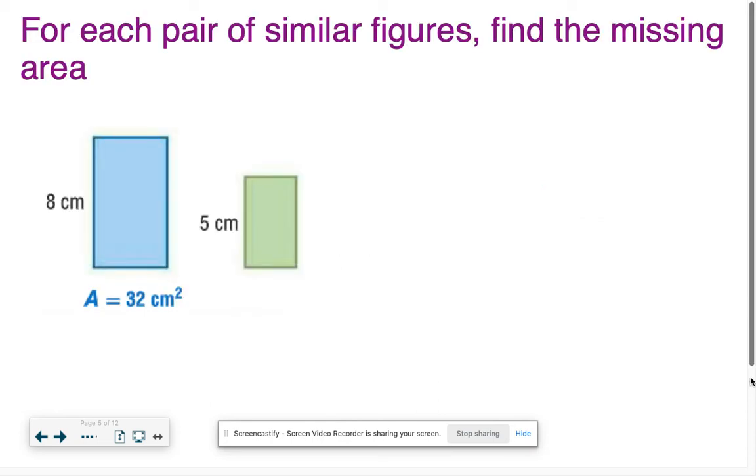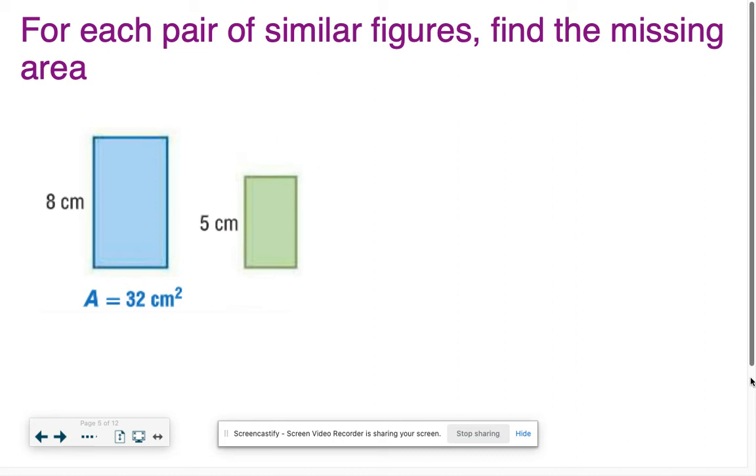For each pair of similar figures, find the missing area. Okay, so in these problems that you'll see today, you're going to be given basically a side of both of your similar figures and then the area of one of them. And you're going to have to work your way to get the area of the other one. That's what's happening in this example here.